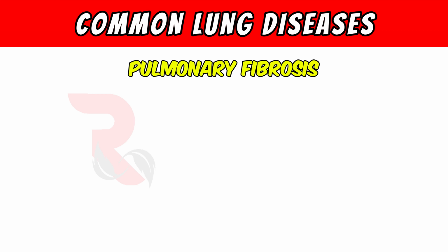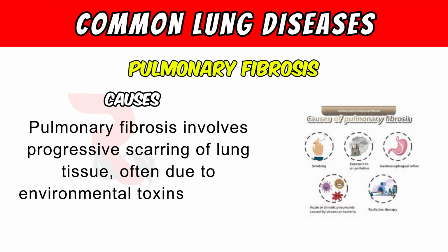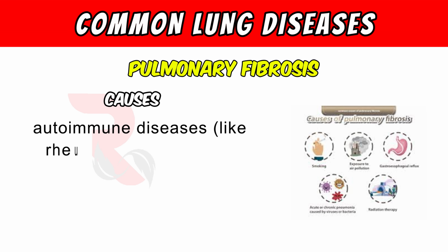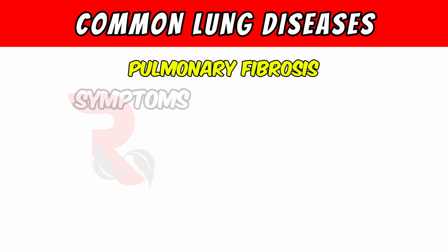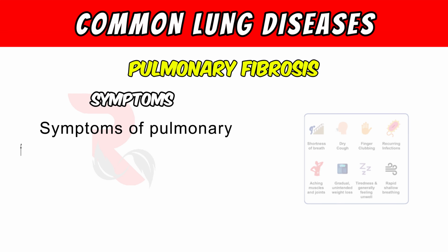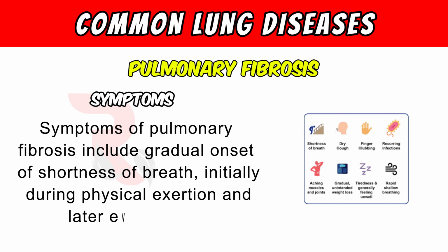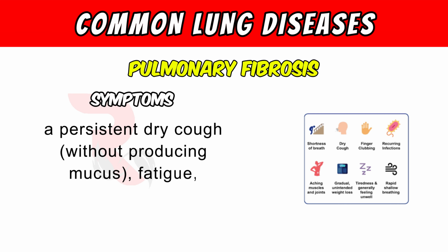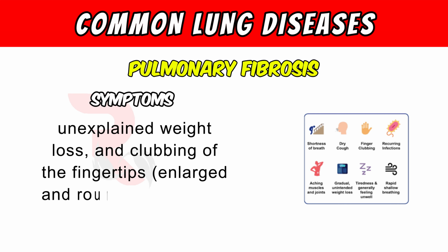Pulmonary fibrosis. Causes. Pulmonary fibrosis involves progressive scarring of lung tissue, often due to environmental toxins, such as silica dust, asbestos fibers, autoimmune diseases, like rheumatoid arthritis, or idiopathic causes, unknown reasons. Symptoms. Symptoms of pulmonary fibrosis include gradual onset of shortness of breath, initially during physical exertion and later even at rest, a persistent dry cough, without producing mucus, fatigue, weakness, unexplained weight loss, and clubbing of the fingertips, enlarged and rounded fingertips.